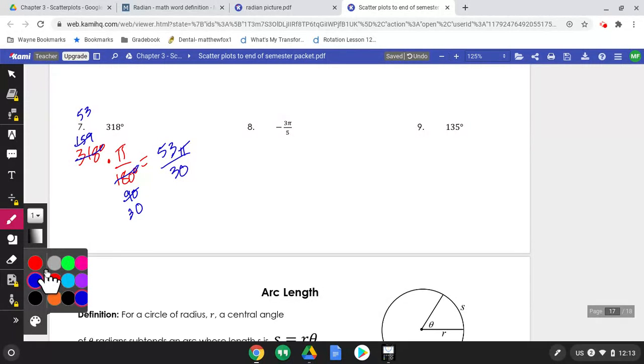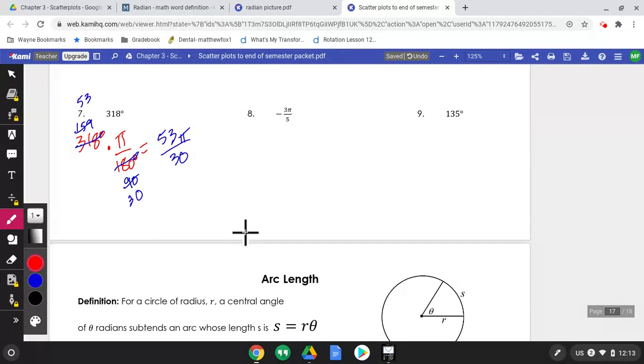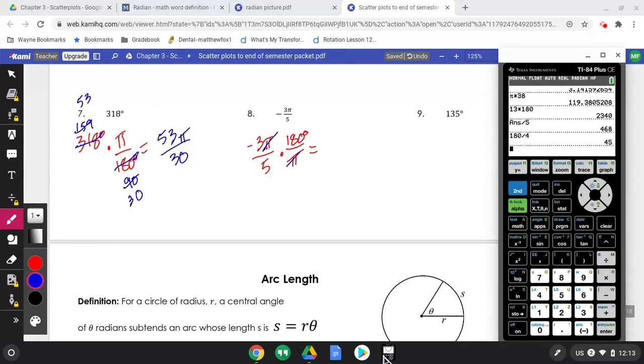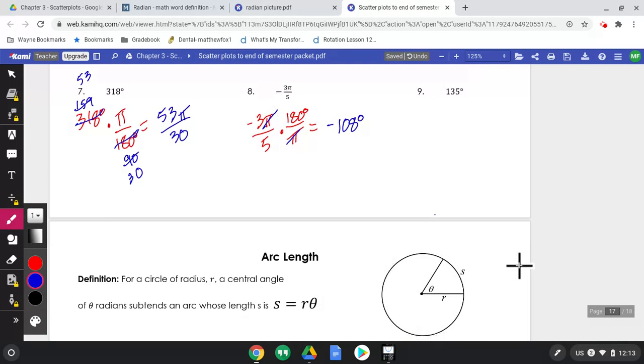All right, our next one here. We know it's going to be negative. We need the pi to cancel out, so the pi will be on the bottom, the degrees on top. Pi's cancel. Once again, you can just do 3 times 180. And then whatever you get divided by 5, just don't forget, we have to put that negative out front. So negative 108 degrees.